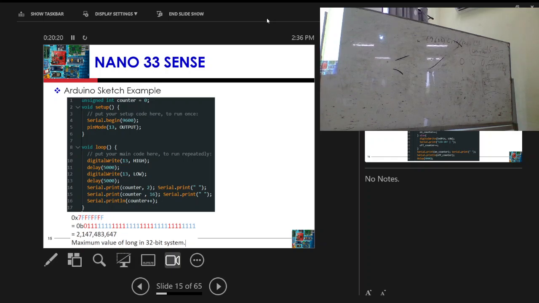Are you all there? Shall I continue? So this is what the code does. It means that this code will count up to 2 to the power 32 minus 1, then loop again and start again. So the number will overflow. If I say overflow, you know what that means, right?